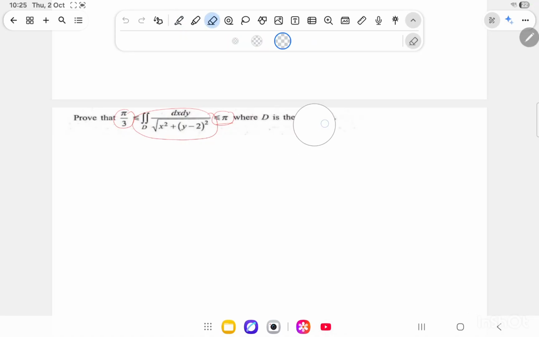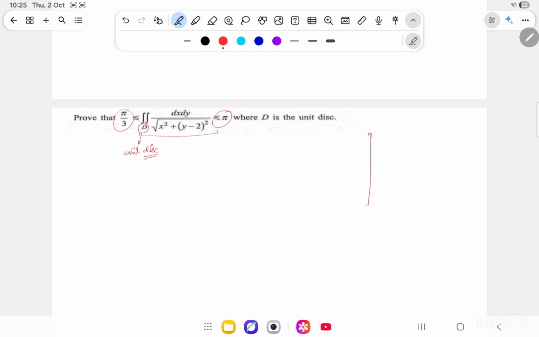In this question we are supposed to prove that this integration, which is integrated over the region D, that is a unit disk, is bounded, that is it has an upper bound of pi and a lower bound of pi by 3. So our region D is basically a unit disk with center (0, 0). Let's say this is the unit disk, so this point will be (0, 1), it will be (0, -1), and likewise (1, 0) and (-1, 0).